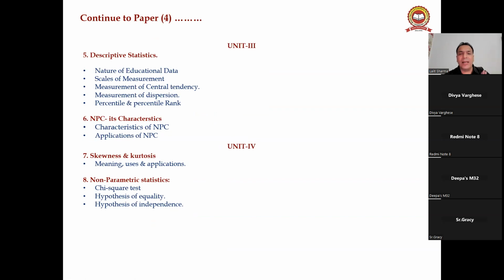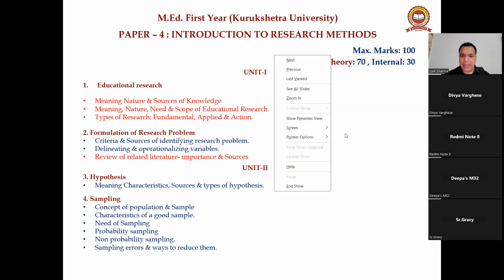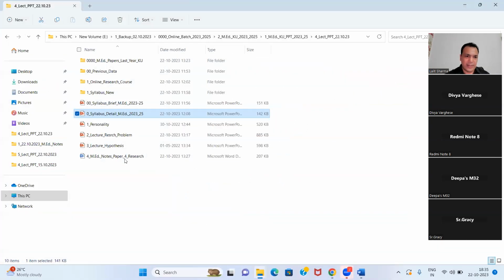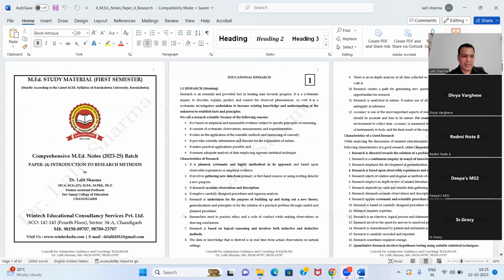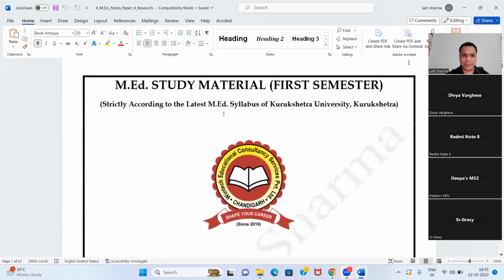Okay, these 2 units. Now next unit third and fourth talks about the statistics. But before going to that, I want this thing to be clear to you. Now I show you my notes which I have given to you. So these are the notes you can see, guys.